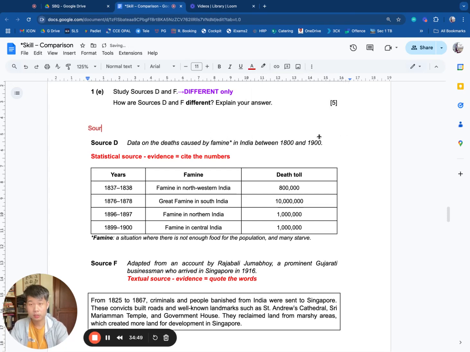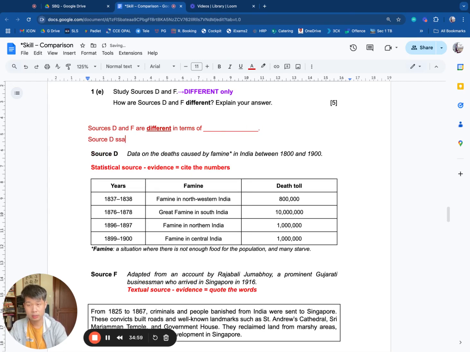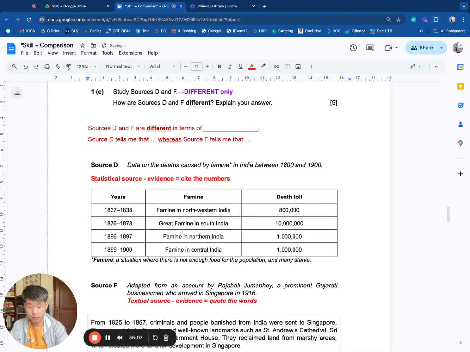So sources D and F, how do you ATQ? Different. And then criterion, in terms of criterion. Source D tells me that, whereas source F tells me that. This is the contrasting inferences. This is evident from source D, which states, and from source F, which states. And that's the evidence. Okay.